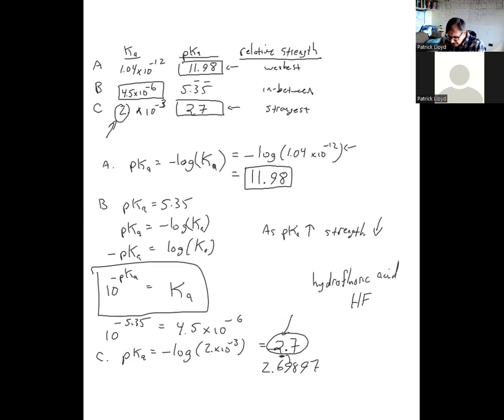HF doesn't dissociate much because it has a Ka of approximately 10 to the minus 4. So it's not really a very strong acid at all. But what that means is that when you put it in water, it's mostly HF. There's very little H plus and very little F minus. HF can actually dissolve through the skin.